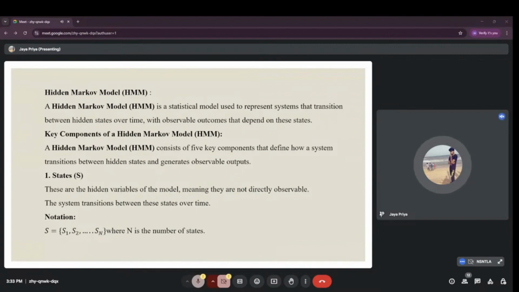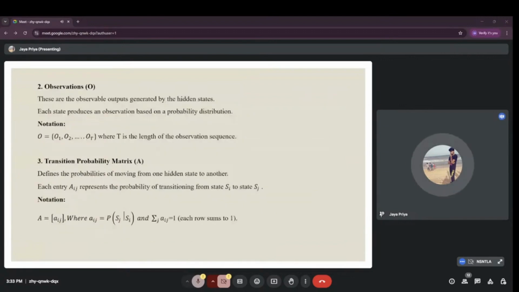The first component is states, represented by capital S. These are the hidden variables of the model, meaning they are not directly observable. The system transitions between these states over time. The notation is given by, where n is the number of states.